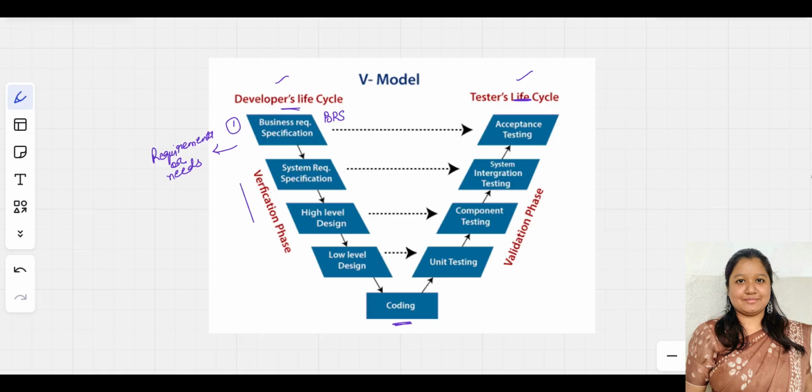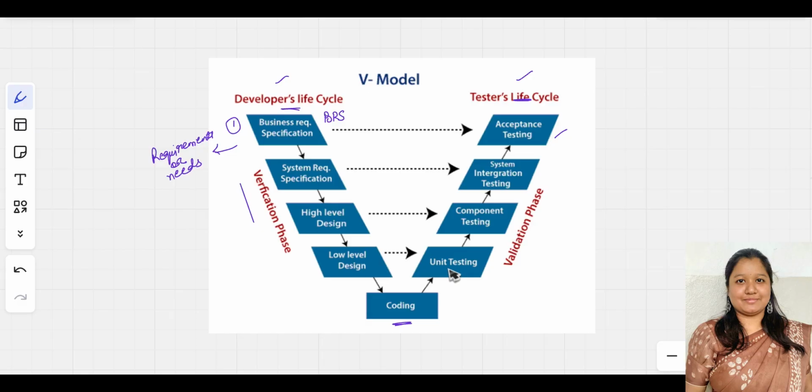So as a developer and as a client, communication is a very key factor in your business requirement specification. In the V model, this particular phase directly guides acceptance testing. As you can see over here, acceptance testing is mentioned on the tester life cycle, right? So it acts as a corresponding phase where the testing is done.